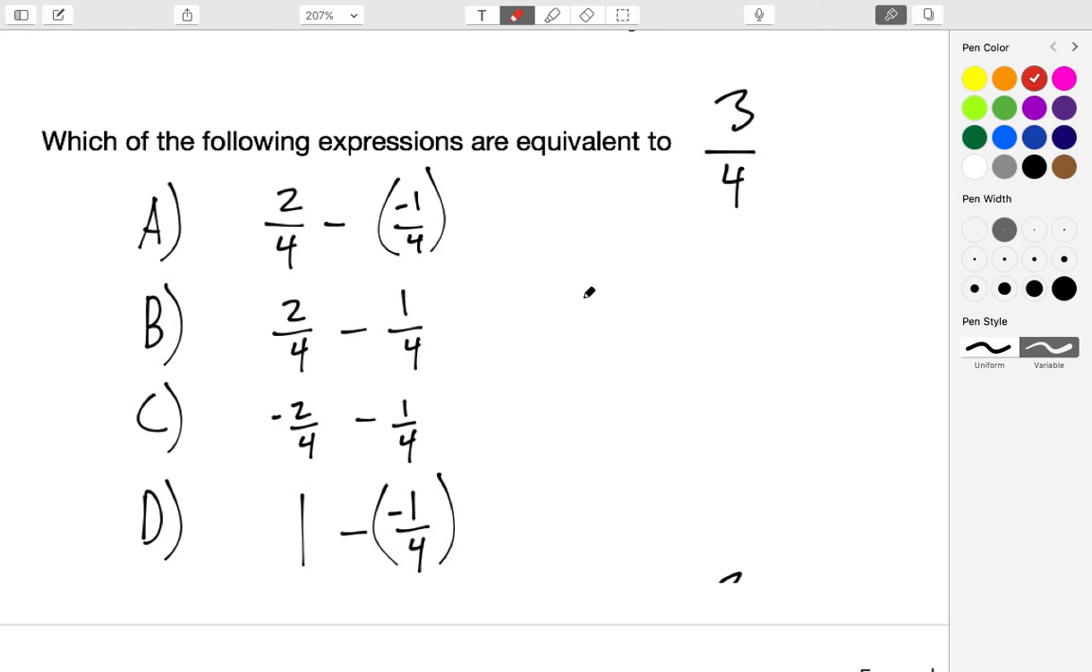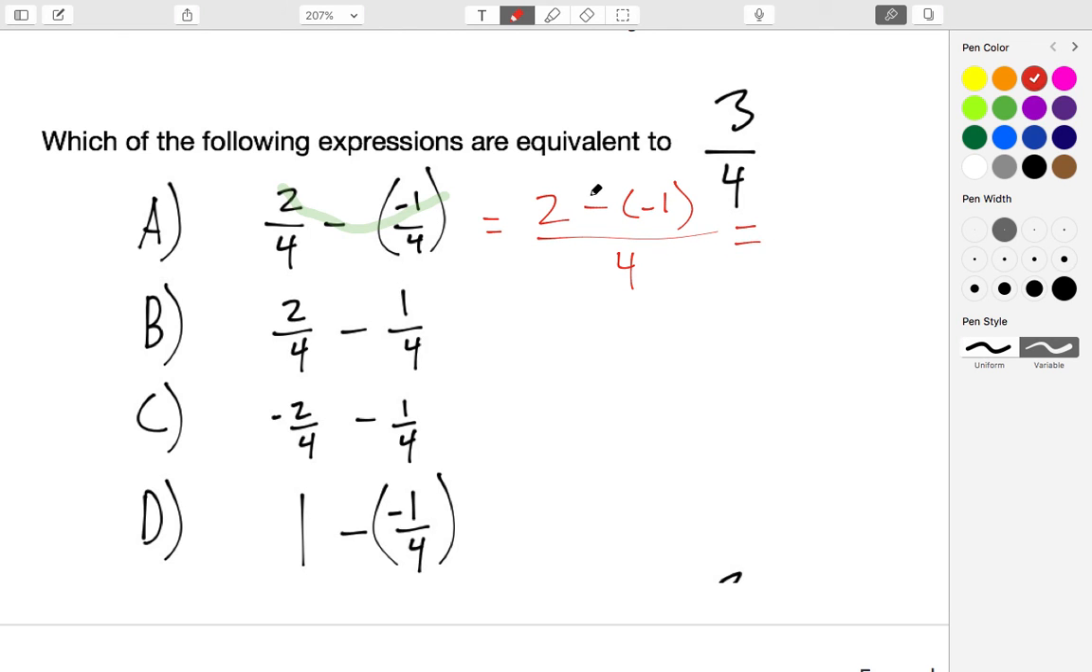So 3 over 4. You can just copy these as if they're separate problems and work them out. So you have 2 over 4 minus negative 1 over 4. Yes. I'm going to solve it right now. Since the denominators are the same, I want you to notice how I'm going to rewrite this. You see how it says 2 minus negative 1? I'm going to write this is equal to 2 minus negative 1 all over what? 4.